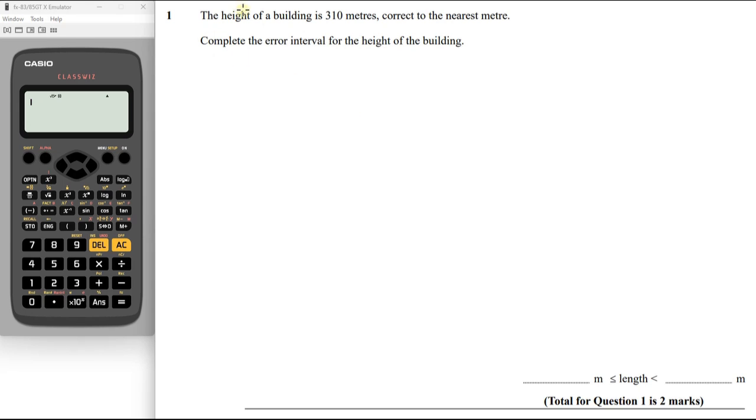So question number 1, the height of a building is 310 meters, correct to the nearest meter. Complete the error interval for the height of the building.